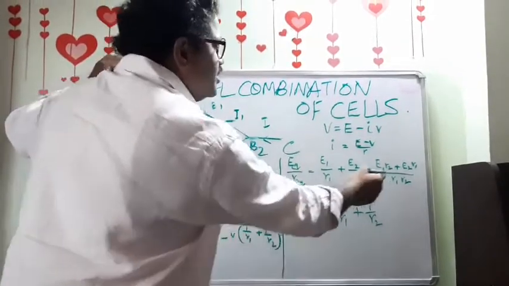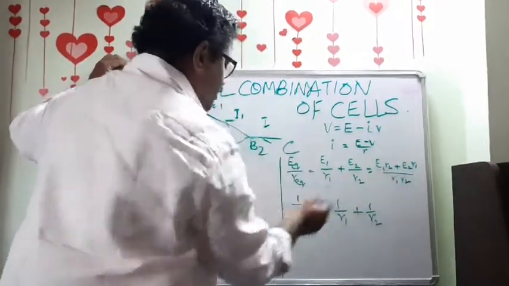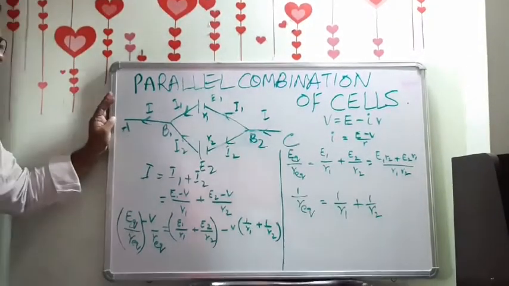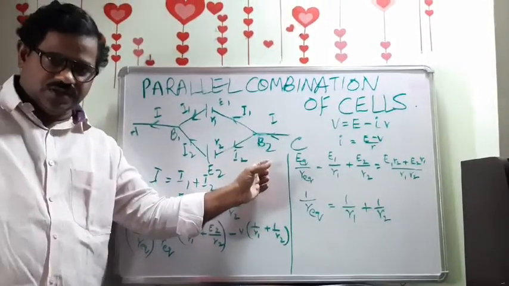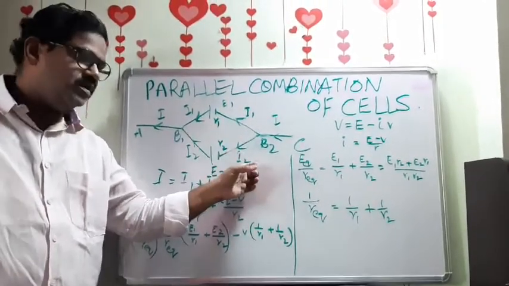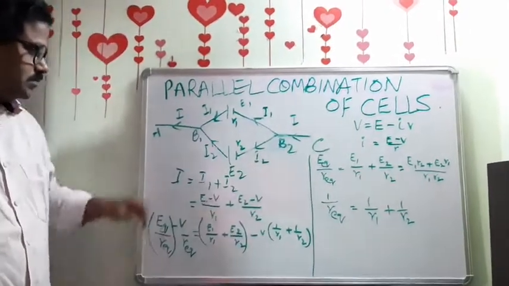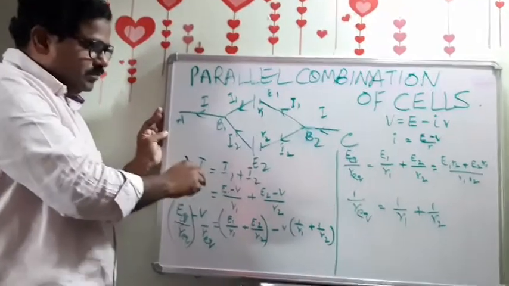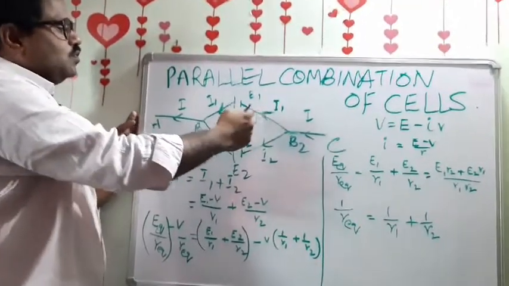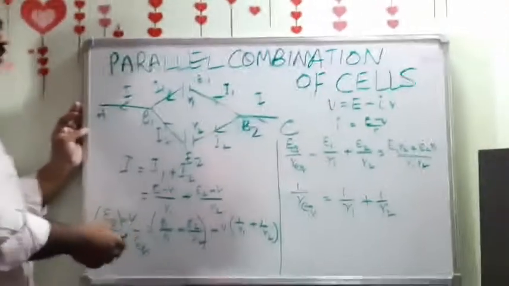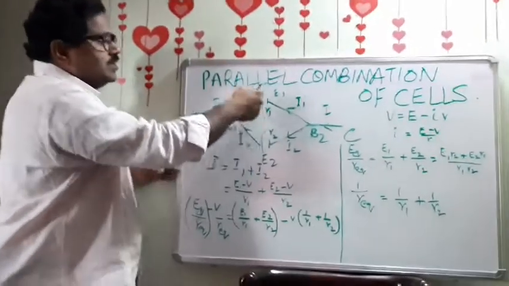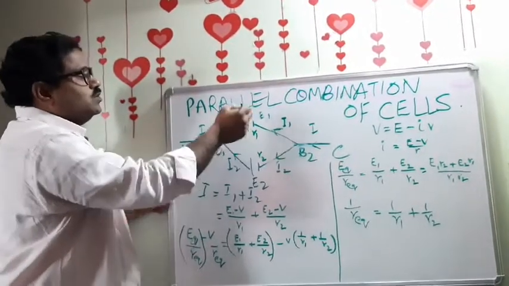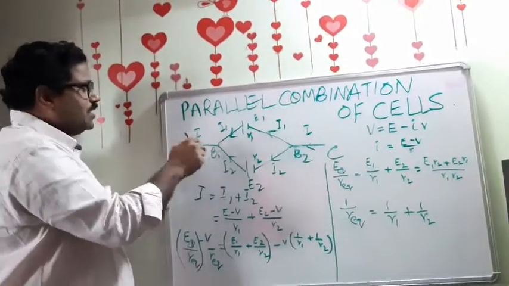So E equivalent by R equivalent is E1 R2 plus E2 R1 by R1 R2, and 1 by R equivalent equals 1 by R1 plus 1 by R2. This is the effect of the parallel combination of cells when we connect two cells in parallel. The current I splits into I1 and I2, and two cells with terminal potential difference V, internal resistances R1, R2 and EMFs E1, E2 are connected in parallel.